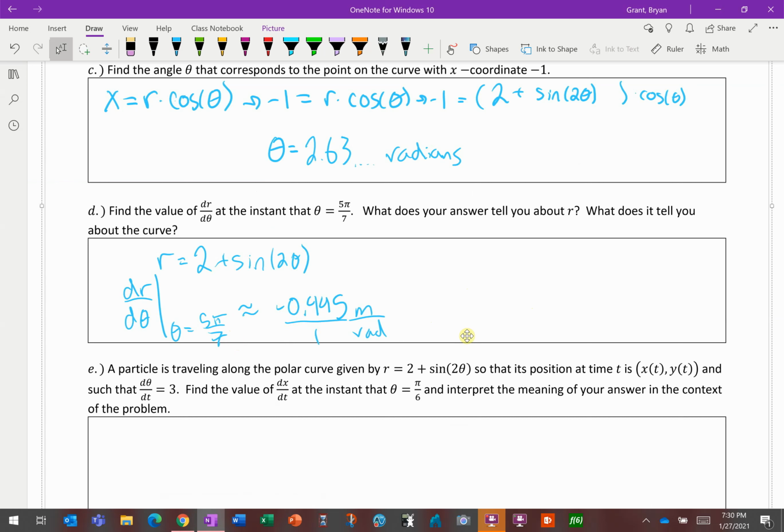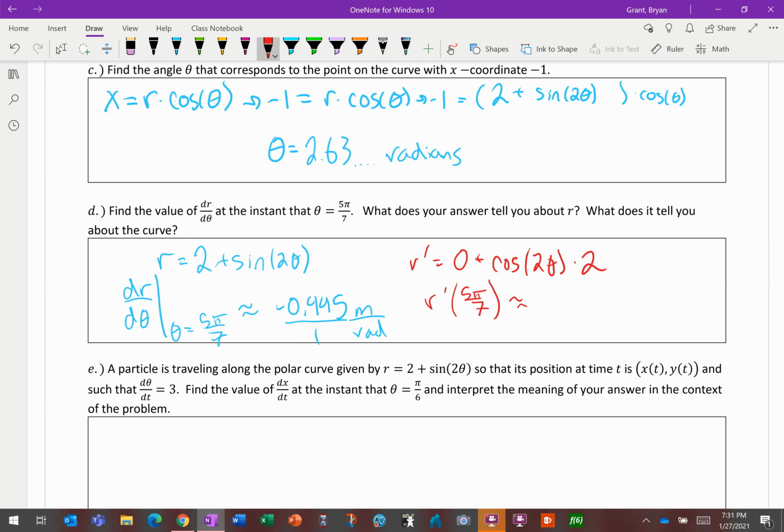I did promise you the derivative by hand, so if you wanted to see that, 2 becomes 0, sine becomes cosine, 2 theta times the derivative of the inside, which is 2. And then you could just find r prime of 5 pi over 7. You'd use a calculator here, and you'd get some sort of decimal. So you can do it that way.